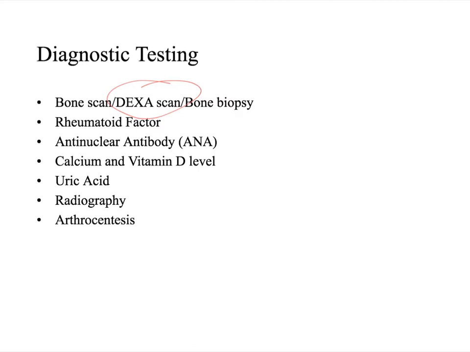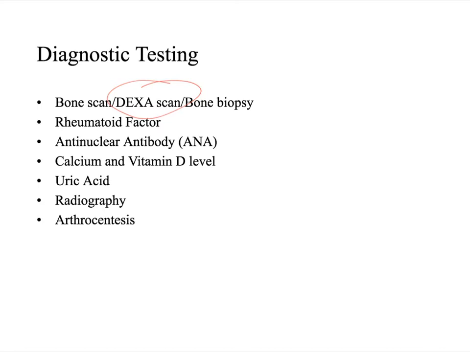Some other diagnostic testing listed here, of course, calcium and vitamin D levels. We know that calcium is associated with bone formation. Vitamin D is also required to help the bones absorb the calcium. It's very common for vitamin D deficiencies, especially in areas such as ours where there's not a lot of sunlight year-round. So that can be a factor in a patient who develops osteoporosis.